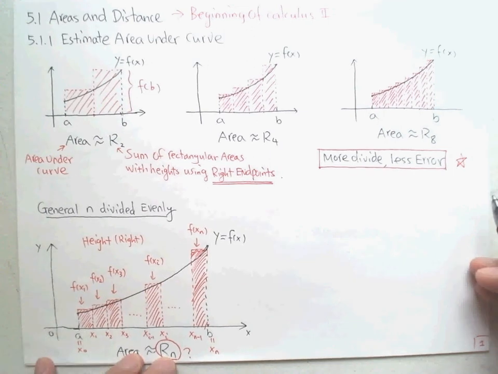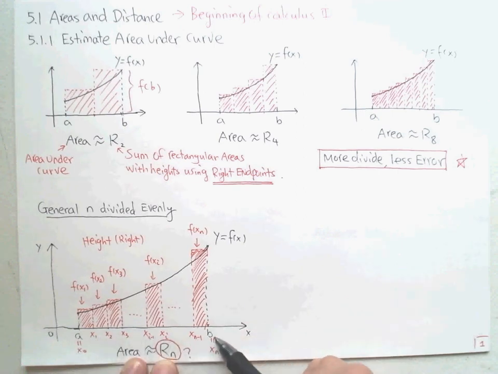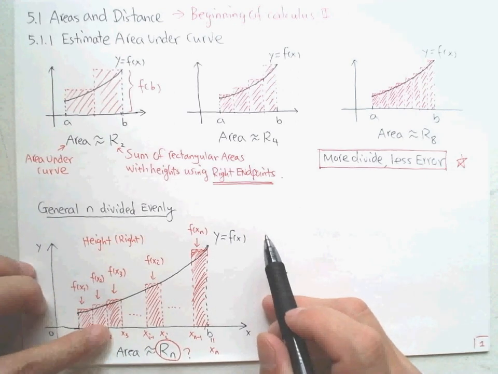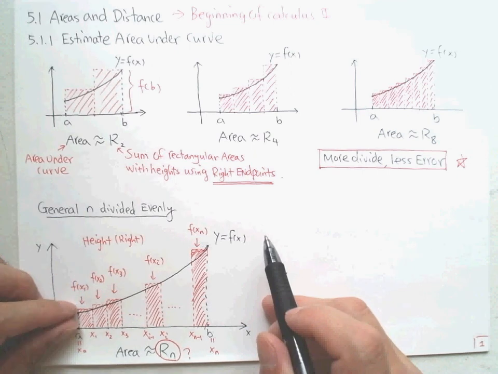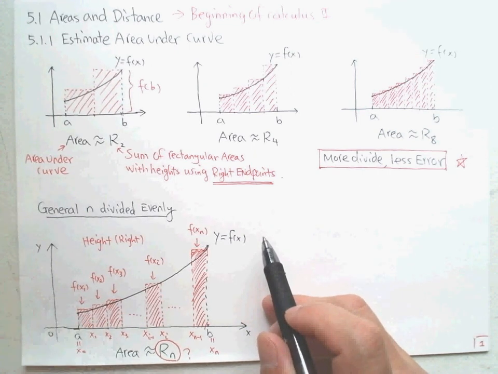We already divided the interval, right? But we don't know the points. We know x0. Do we know x1? Do we know x2? We don't. If we know x1, x2, then we know the height, and the height times the width is the area. So all we need to do is find out what x is. That means the division.